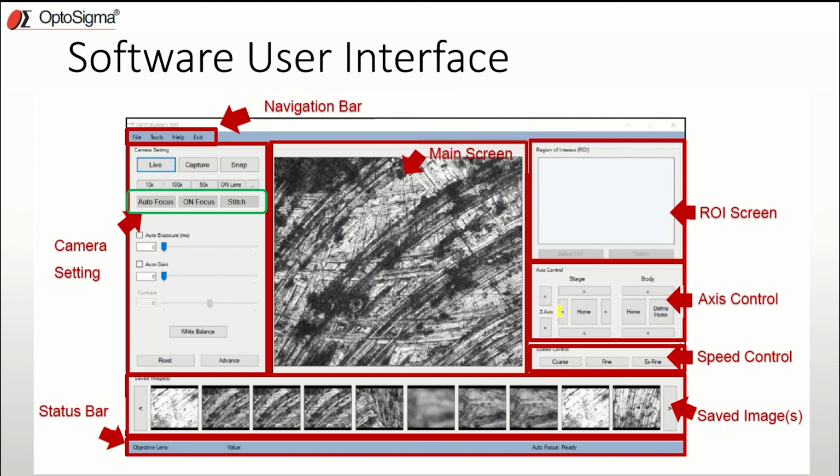Below that is the motor controls. So you have the sample stage right here. So you have X, Y, and Z and home. And then you have a single axis for the body, and that's simply to control the focus of the objective. You also have coarse, fine, and extra fine position control, so that once you get down to near where your samples are, you can adjust it to a very fine degree of freedom. So that's it. That's the software user interface for the OptoNano.